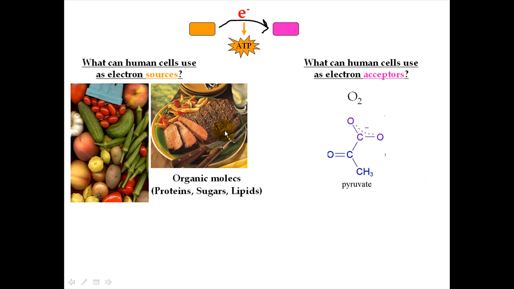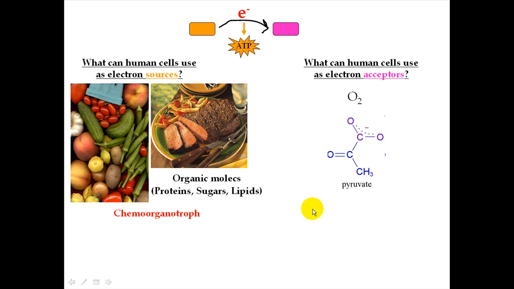All right. So if you were to categorize what's going on here as far as electron sources and acceptors, here are the terms that would be used. We're saying that there are some cells, for example human cells, that can use organic molecules as an electron source. And so by definition, the term that would be used to describe that is chemoorganotroph.